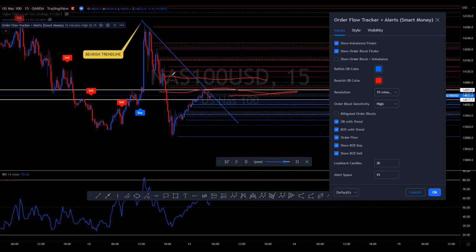So really from this point all the way up here, there's a lot of imbalance that they have to fill. Okay, now that's off of this sell. Off of this buy up, when they bought it up to mitigate this area, there was a lot of imbalance resulted here, imbalance gap here. Okay, so now that we know that, I turn off the order block finder.